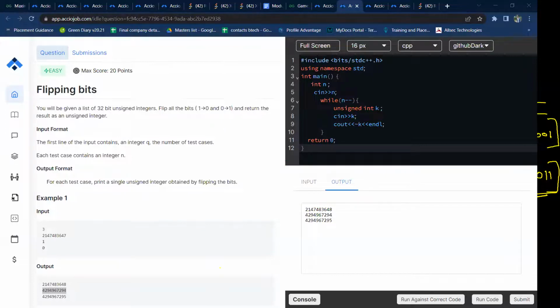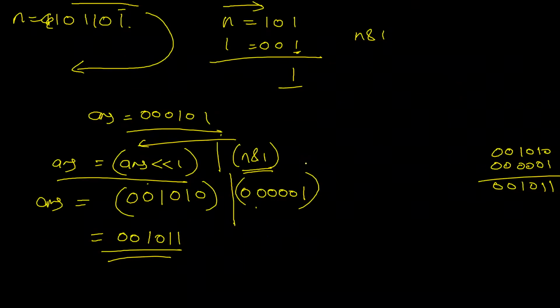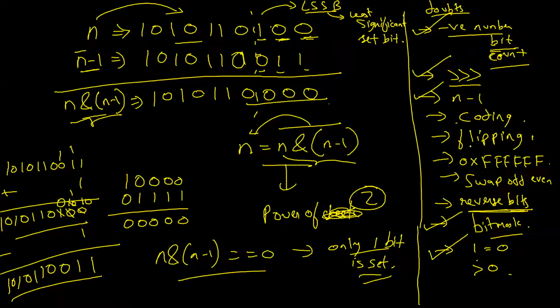Just a second. Let me show you how this is done. I think we have done a couple of questions. We have done the reverse bit question, we have done the coding, and now we have flipping, and we have swap odd even. We are basically doing flipping.